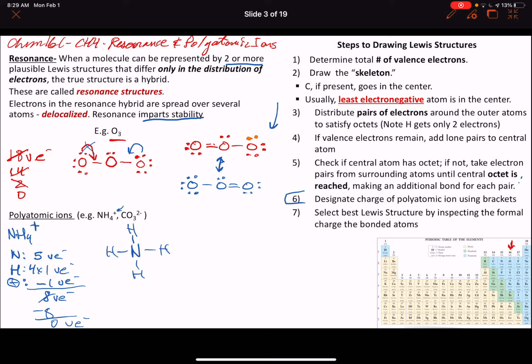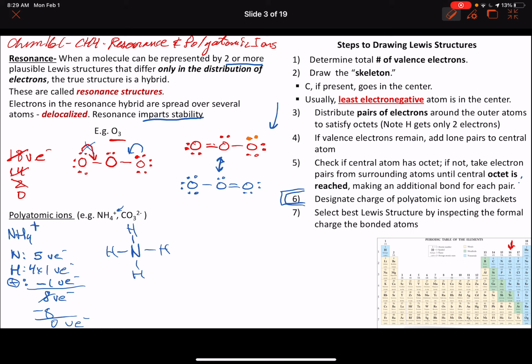Our last job is to check formal charges. So if you did this on each hydrogen, you would find a formal charge of 0 at each hydrogen. And if you did a formal charge on this nitrogen, you would see that the formal charge is equal to +1. Okay, so this is already a hint that we need to do more, respecting rule number 6.